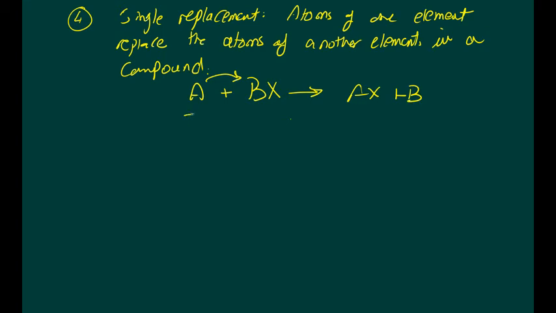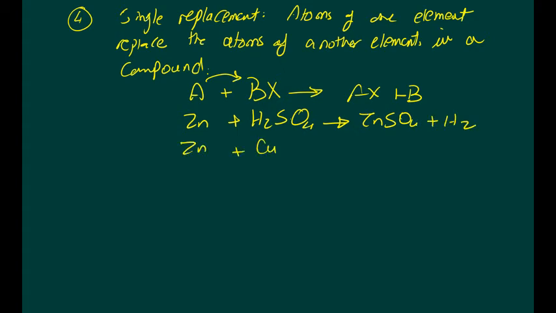We are going to discuss later so many examples of this type of chemical reaction. Let's take just two examples here. Zinc replaces hydrogen, giving ZnSO4 plus H2. Or similarly, if you say Zn plus CuSO4, zinc is going to replace copper, forming ZnSO4, and copper will be left behind.